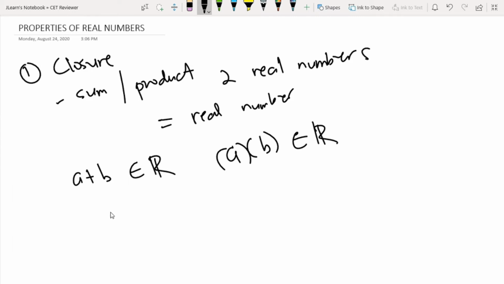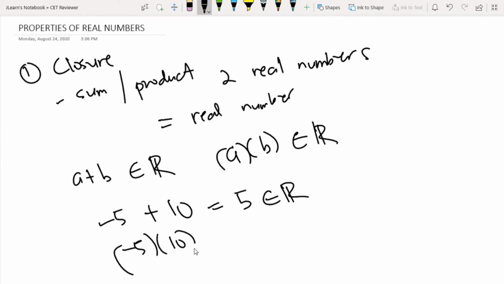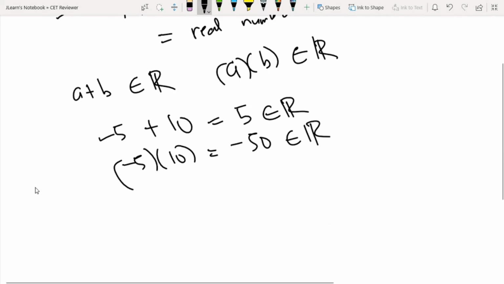So, for example, minus 5 plus 10, negative 5 is a real number, 10 is a real number, so dapat yung sagot ay 5, which is also a real number. Okay? So, pwede rin naman minus 5 times 10, so minus 50, which is also still a real number. Okay? So, yun yung closure property.